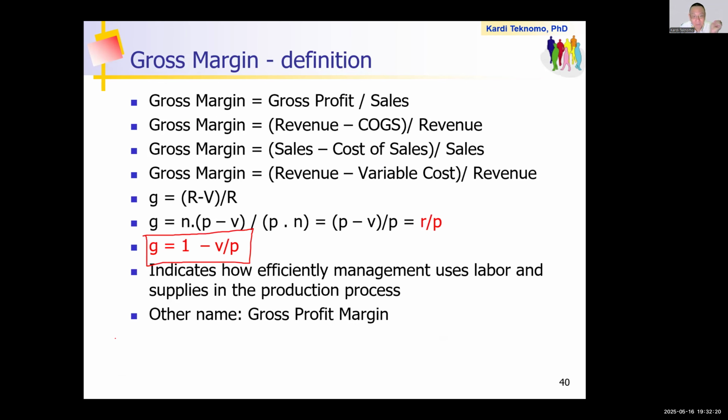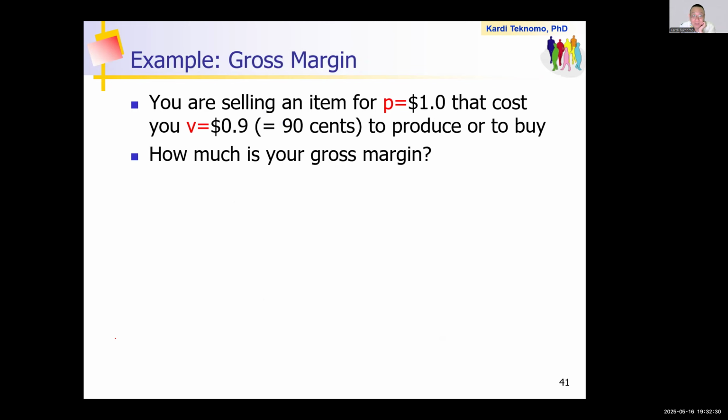Can you remember just this one formula? In fact, you have only a few formulas. Okay, so let's practice. You are selling. This is the price, and this is the cost for a unit. Yeah, this is the unit price, and this is the unit variable cost basically.